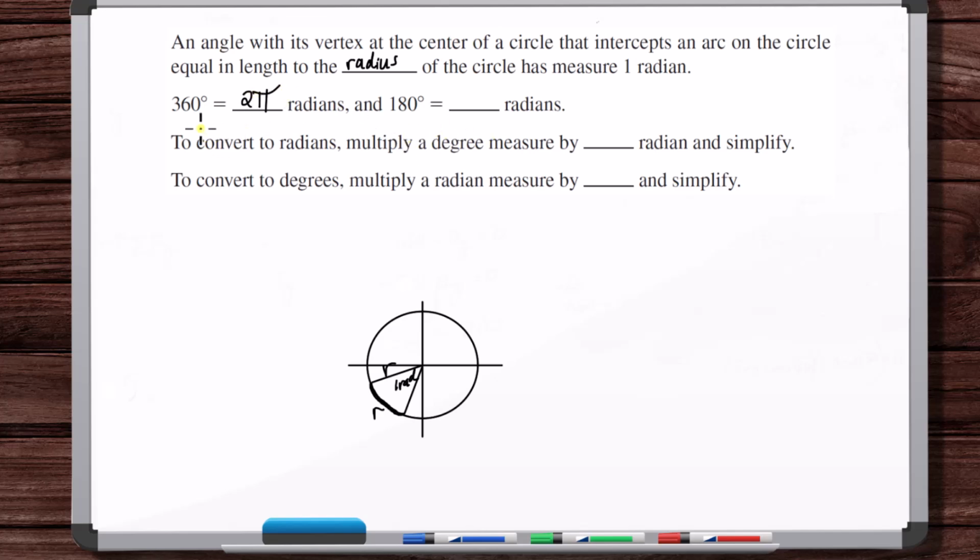What about half of a rotation? Well, here, let's just divide both sides of this equation by 2. 360 divided by 2 is 180. What's 2 pi divided by 2? Pi.